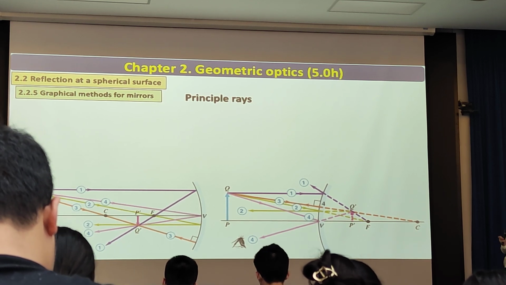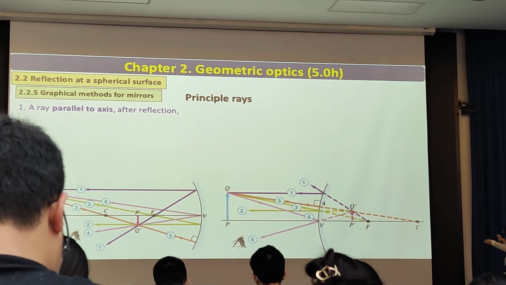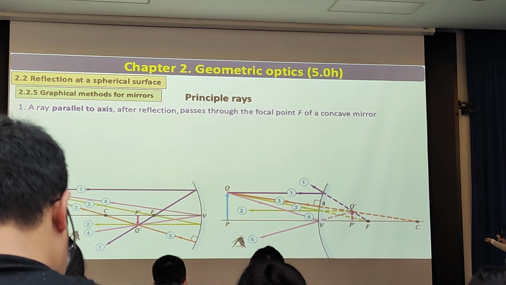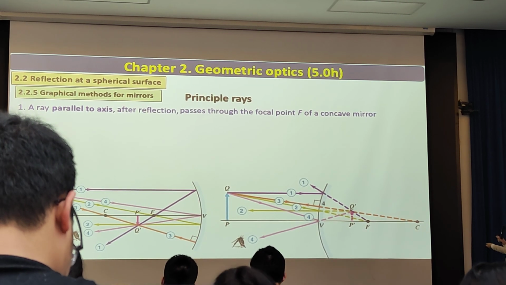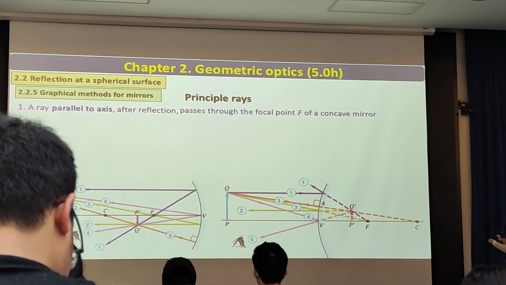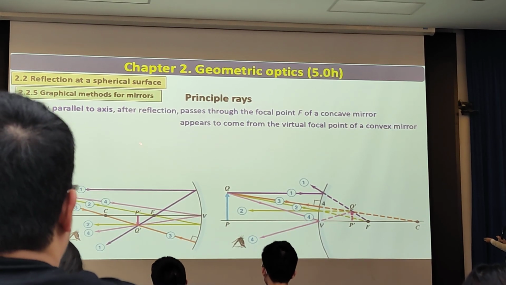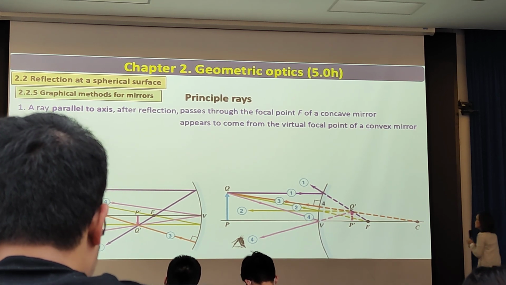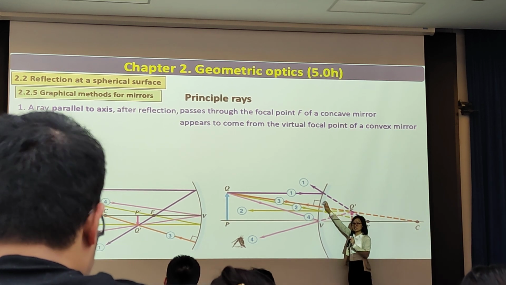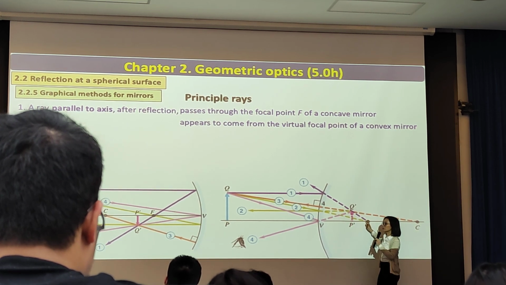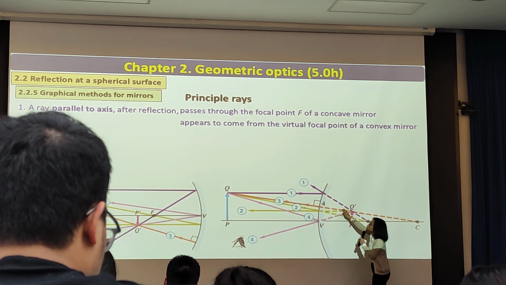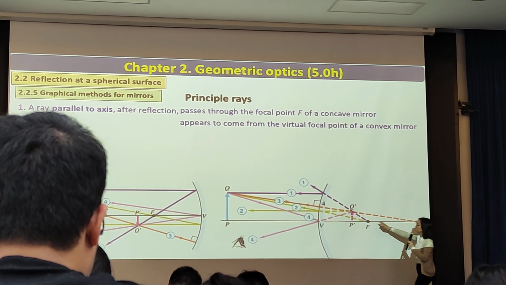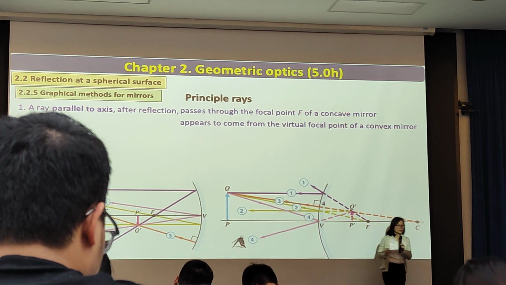Thank you, please turn off the mic and then I will ask you later on. A ray parallel to the axis, after reflection, passes through the focal point F of a concave mirror, or appears to come from the virtual focal point of a convex mirror. Because you see here, it does not pass through the focal point of the convex mirror. So we say it appears to come from the virtual focal point of the convex mirror. That's why you need to use the dashed line behind the mirror.